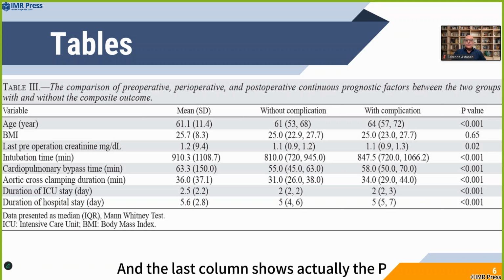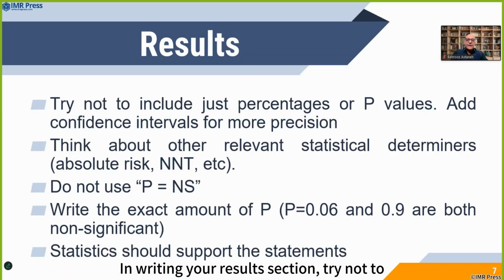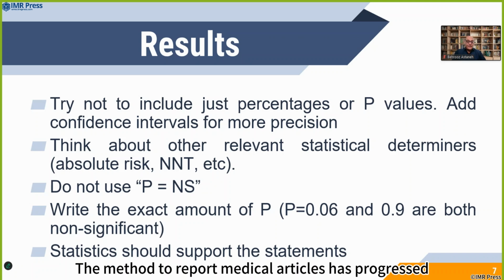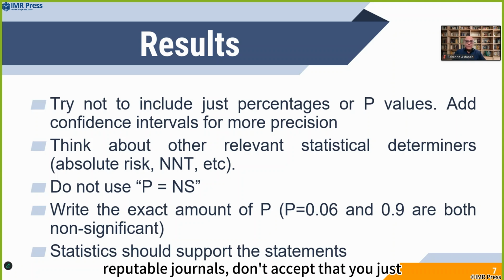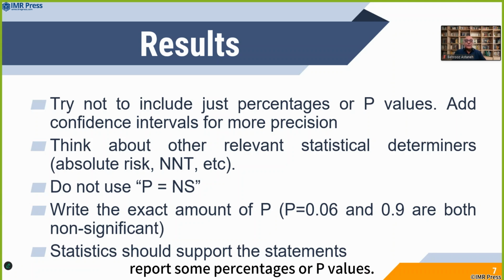And the last column shows actually the p-value to tell the readers the possible differences between the two groups. In writing your results section, try not to include just percentages or p-values. The method to report medical articles has progressed during the last 10, 20 years. And good, reputable journals don't accept that you just report some percentages or p-values.